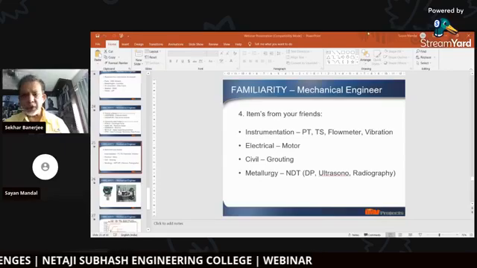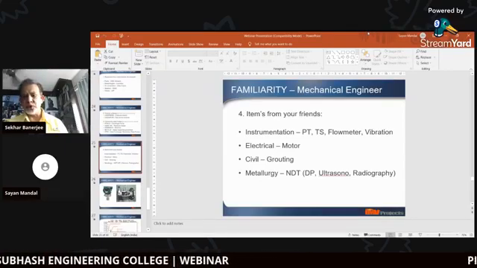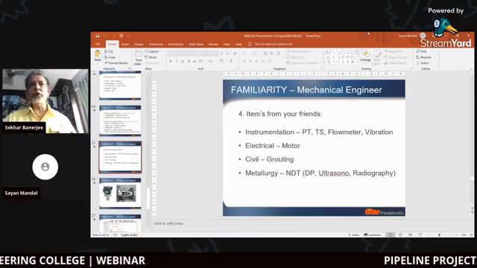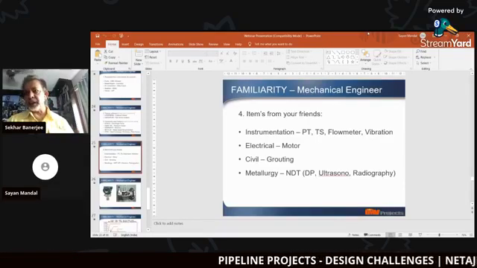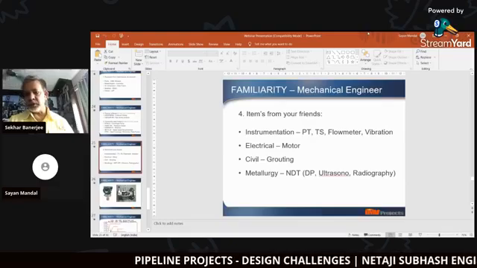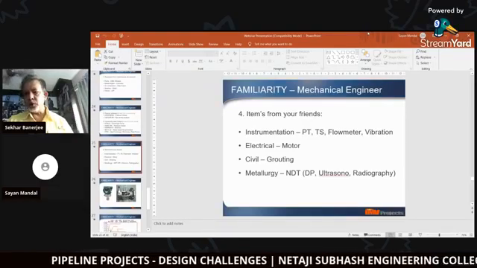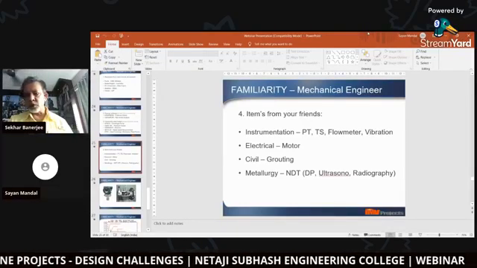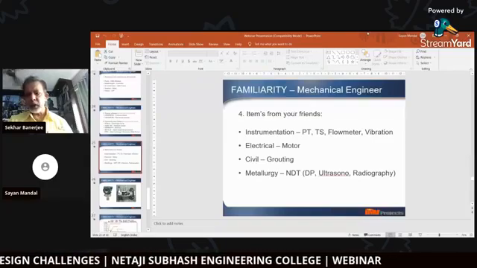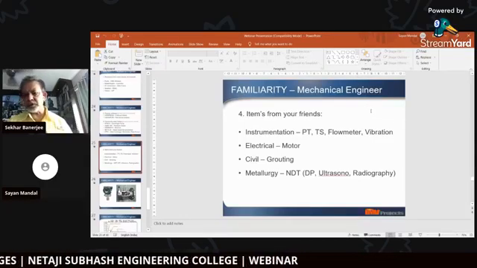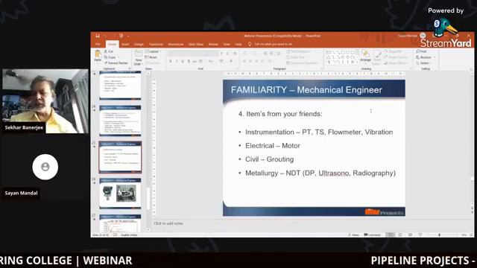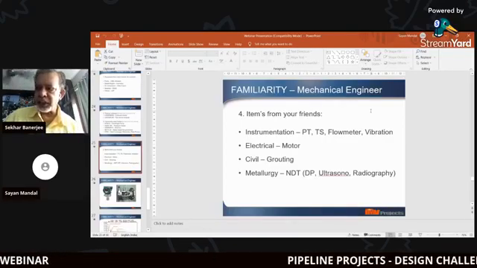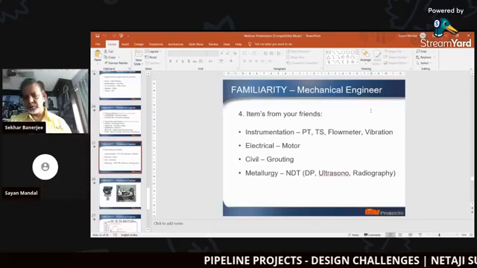These are very important, friends, when you go to the industry and stand alone and get a job done. It's very important to know from other streams also, especially instrumentation, a little bit of electrical, a little bit of civil, and a little bit of metallurgy, which relate basically to the quality check of your own equipment.